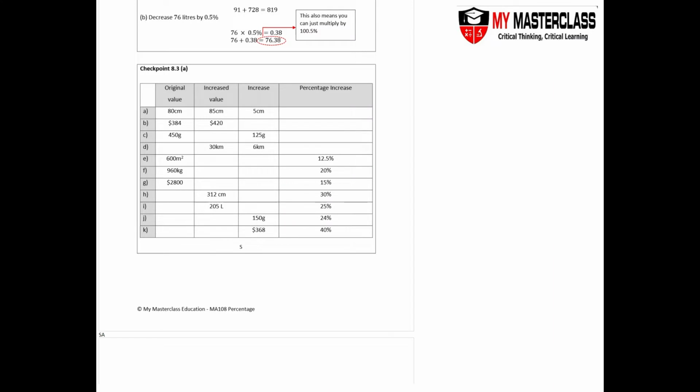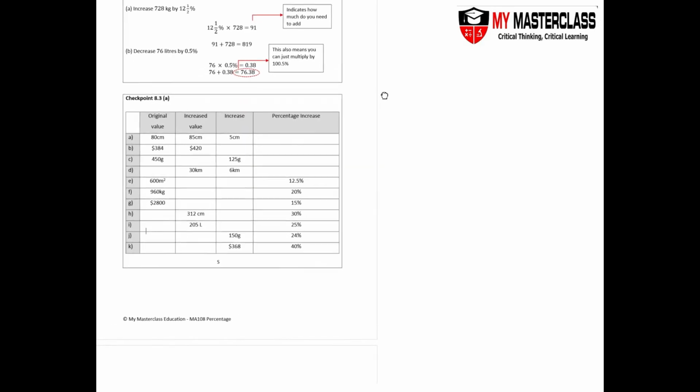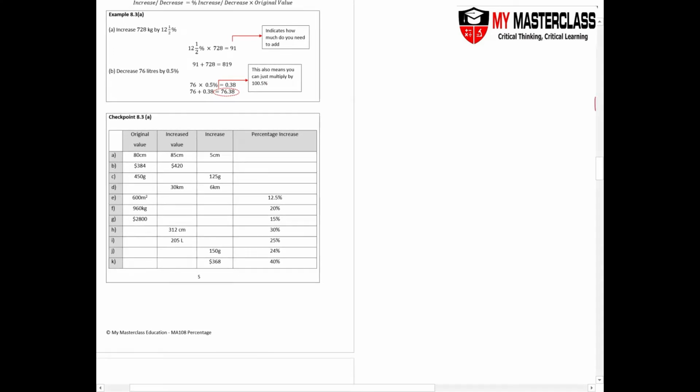Now in the chapter of percentage, we will be going through checkpoint 8.3 part A. This chapter is mainly talking about percentage change. Let's do a little bit of a drill to actually familiarize yourself with percentage change. Let's take a look at part A.